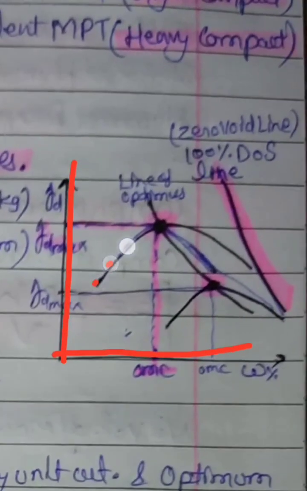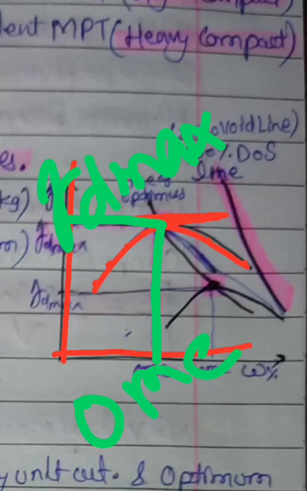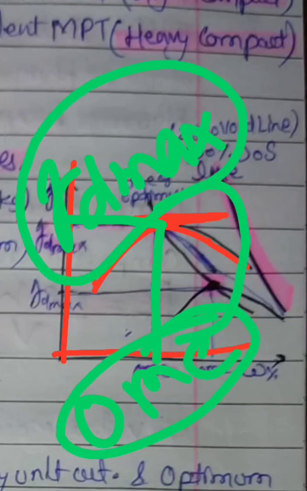Each time we plot a graph of it like this. Now this graph has a top point like this. Corresponding to the top point there will be a dry unit weight and there will be a moisture content. So corresponding to the top point of the graph, the dry unit weight will be gamma D maximum, the maximum dry unit weight, and the water content will be the optimum moisture content. Optimum moisture content means that moisture content at which we get the gamma D maximum.